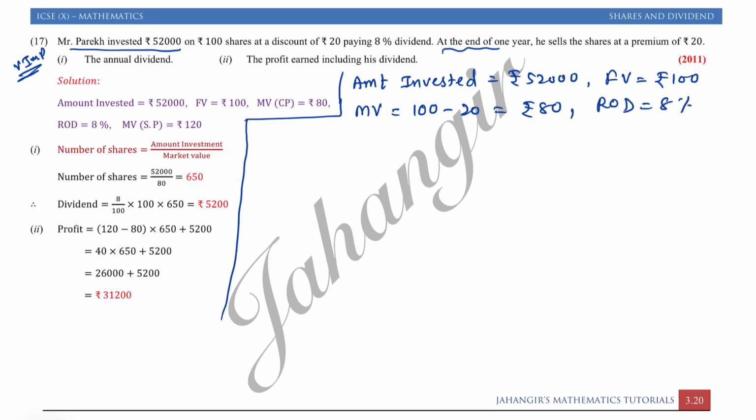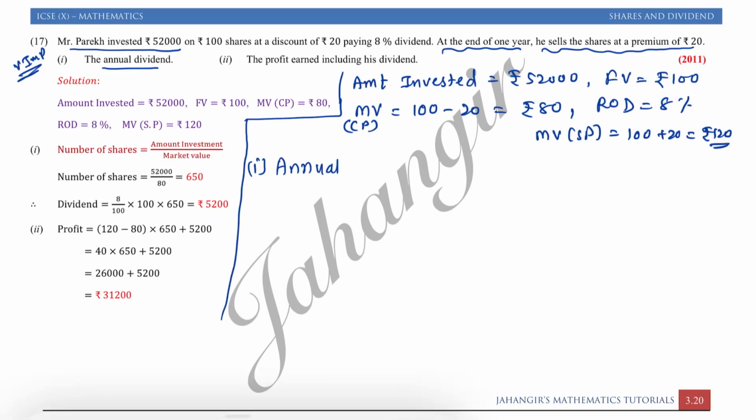At the end of 1 year, he sells the shares at a premium of rupees 20. So while buying it is the market value of 80, and while selling, the market value is at a 20 rupees premium. So face value plus 20, that is equal to rupees 120. So in the first case, we have to find the annual dividend.